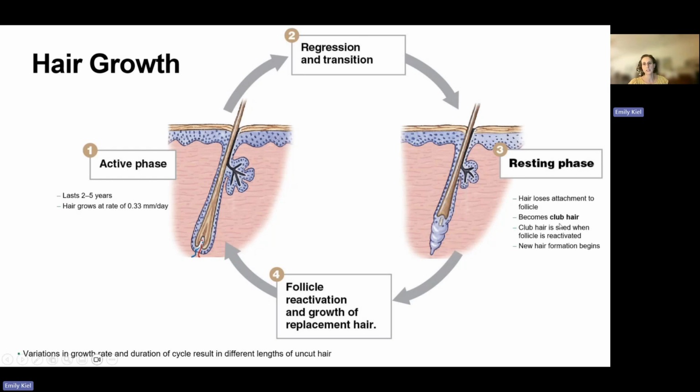And then when that follicle reactivates, it's going to get shed because something's going to push it out, and we're going to have new formation. And so the follicle is going to reactivate, and we're going to see replacement hair grow. And variations in growth rate and duration of the cycle result in different lengths of uncut hair. So, you know, your hair didn't start at every hair at 0. So they would all be the same length, but some follicles grow faster, some slower, and they're all on a little bit of a different cycle.